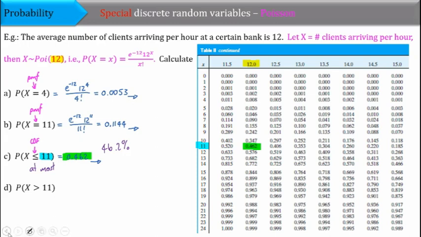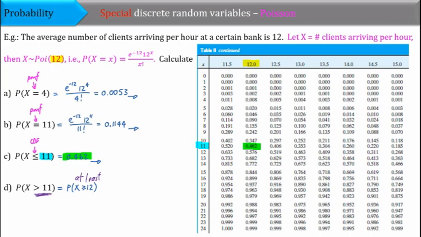Now next, what is the probability of getting more than 11 people? Personally, I don't like working with strictly greater than or less than for discrete random variables. I prefer to have an equal to. So this means greater than 11 will be greater than or equal to 12. Okay? Probability of getting 12 or more people, or at least 12 people entering the bank in an hour.